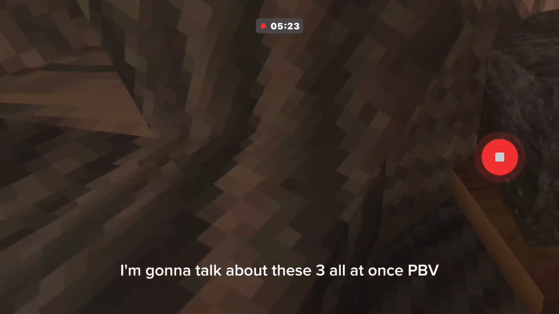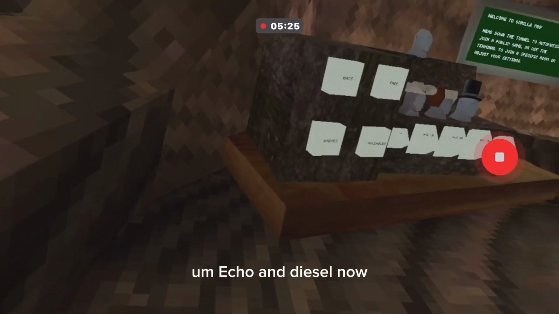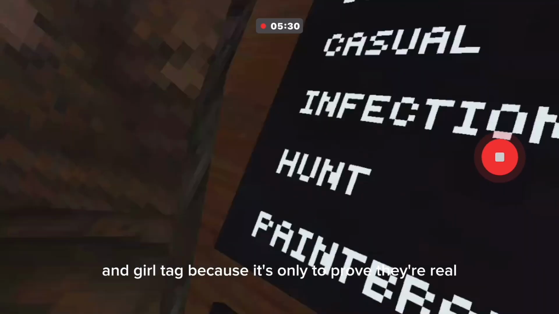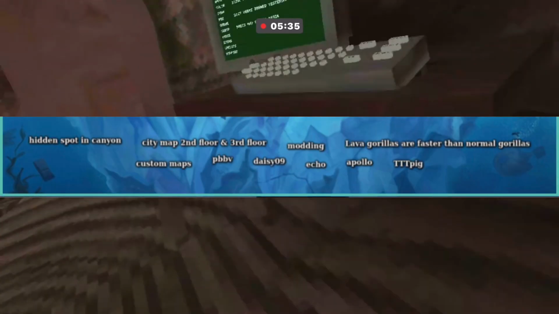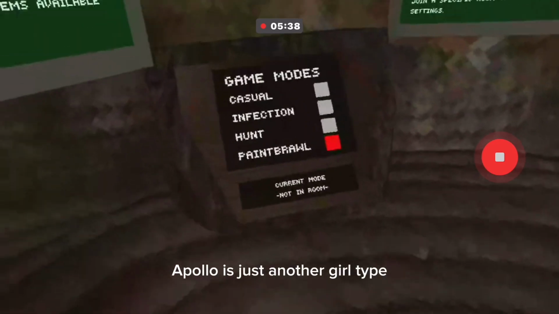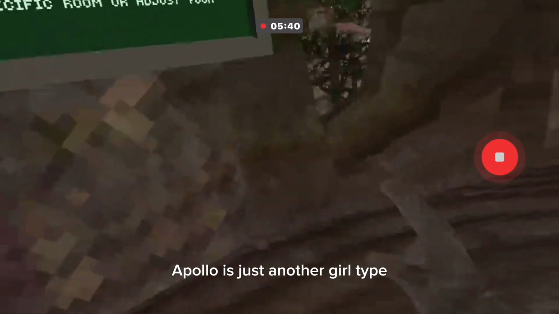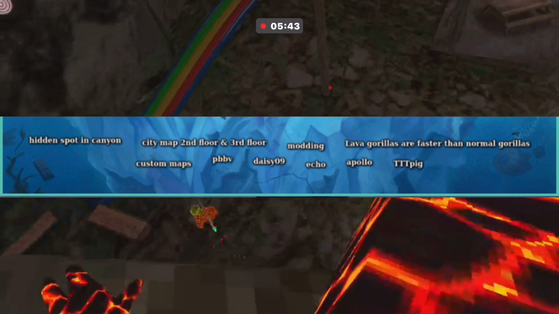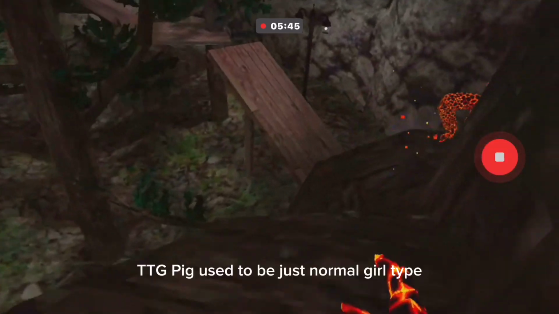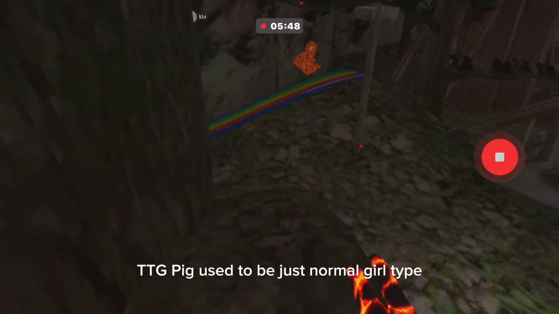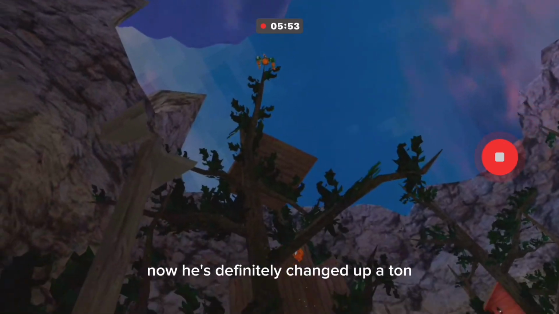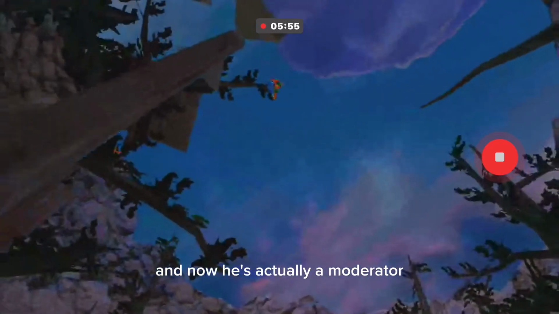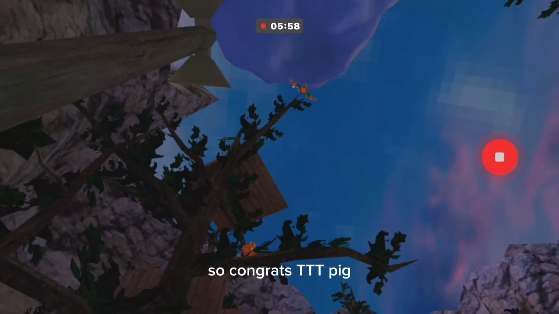I'm going to talk about these three all at once. PBV, Echo, and Daisy09 are all quote-unquote ghosts in Gorilla Tag because there's no way to prove they're real or to prove they're fake. Apollo is just another Gorilla Tag TikToker / YouTuber. TTT Pig used to be just a normal Gorilla Tag content creator. He used to be considered one of the greatest, actually. Now he's definitely changed up a ton, and now he's actually a moderator. So congrats, TTT Pig.